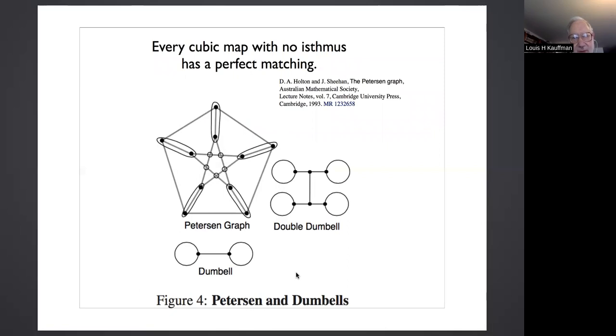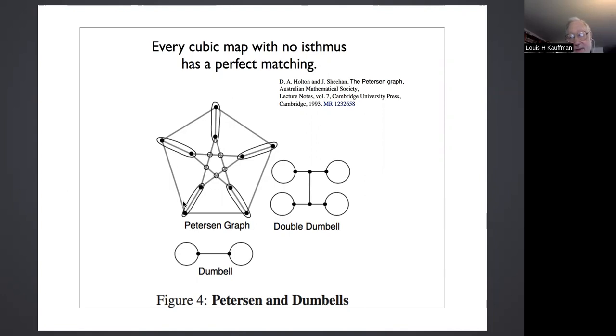That's proved later and earlier, I think it's actually proved in that generality by Holton and Sheehan in their book on the Petersen graph, but it goes back to Petersen. You'll find the general proof in that book on the Petersen graph. Here's the Petersen graph. Here's the perfect matching for the Petersen graph.